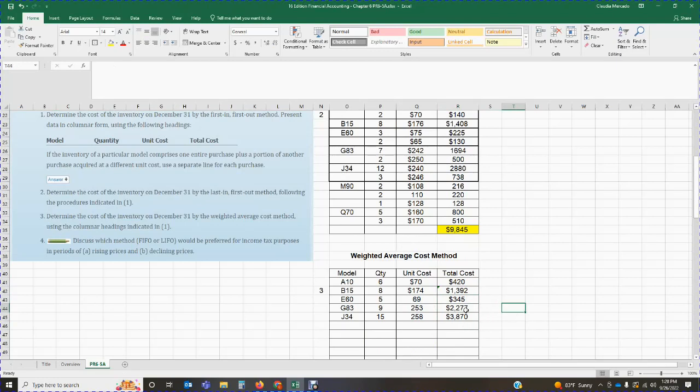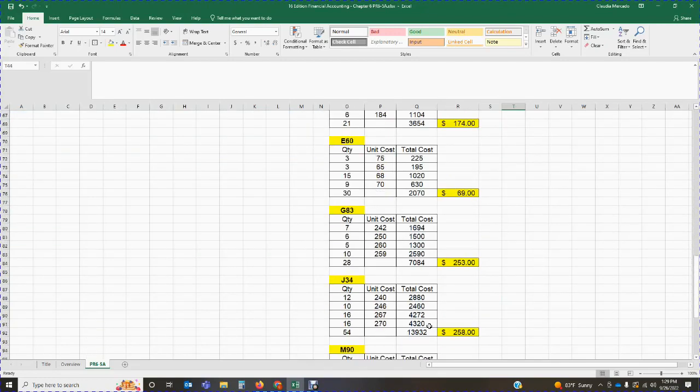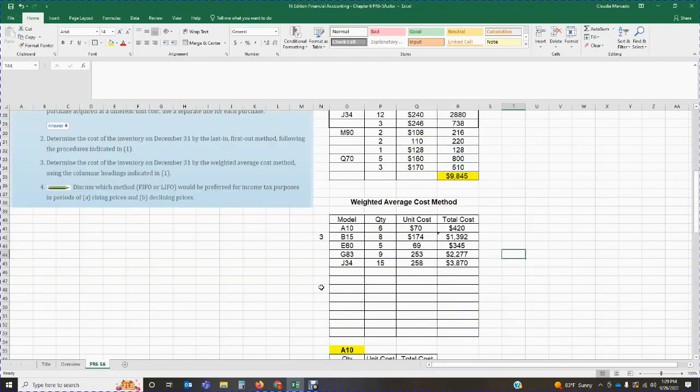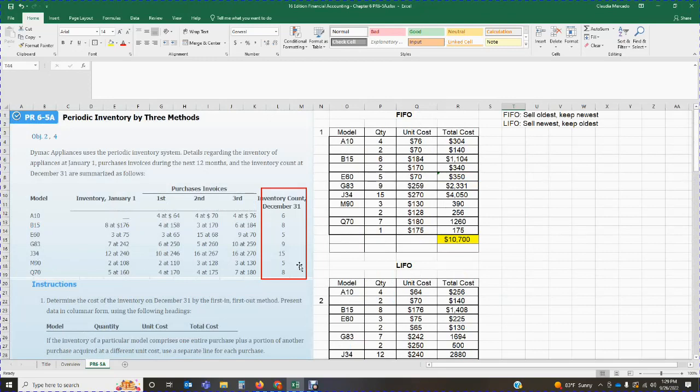Okay, so we're going to have 2,277 for G83 and 3,870 for J34. Then we have model M90. Okay, let's look at M90. M90 has 5 units remaining, and I know that because we are using LIFO, the last ones in are the first ones out, so we're going to keep the oldest units. So for M90, we have 5 units remaining, and we're going to start off with the oldest.